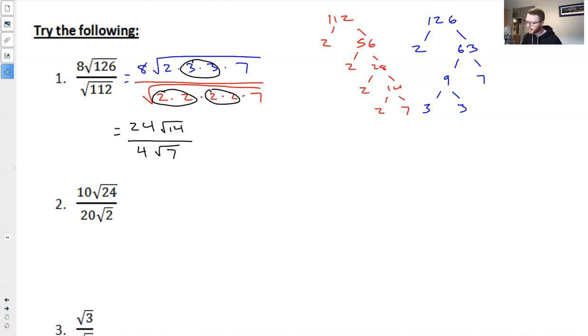Okay, now that we have reduced our radicands, we need to check if the radicands will now divide evenly, right? 14 divided by 7, they will. Okay, so that is excellent. So then we can expand this to 24 divided by 4 times root 14 divided by 7. And that will give us 24 divided by 4 is 6, root 2 for our final answer.